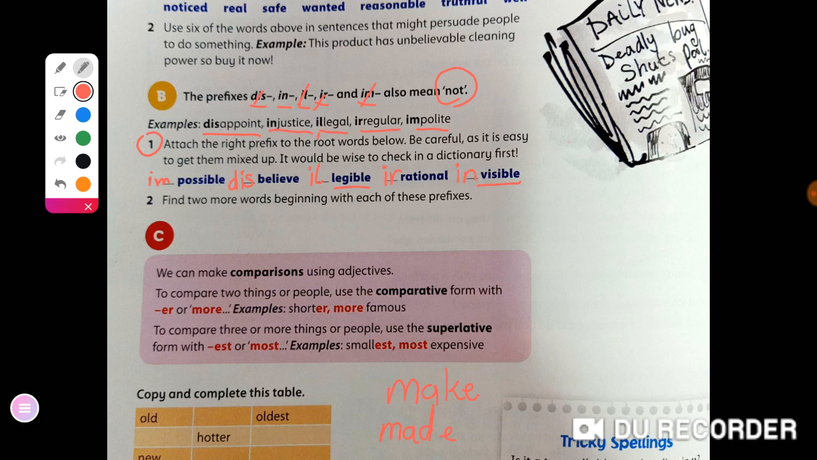Find 2 more words beginning with each of these prefixes. So you're going to find 10 more words, 2 more words beginning with each of these prefixes, which are dis, in, il, ir, and im. They are 5 prefixes multiplied by 2 words for each. So you're going to find 10 words, okay? 10 words that take these prefixes.